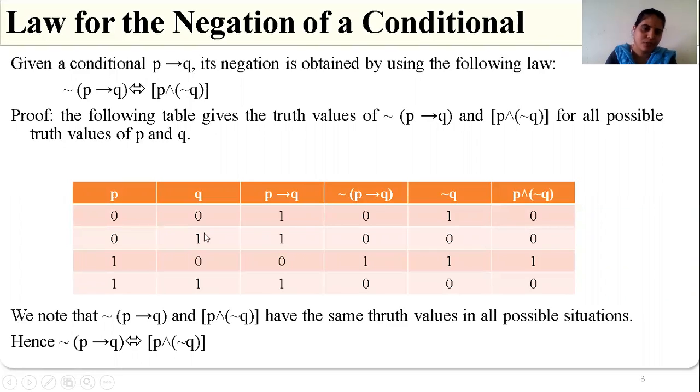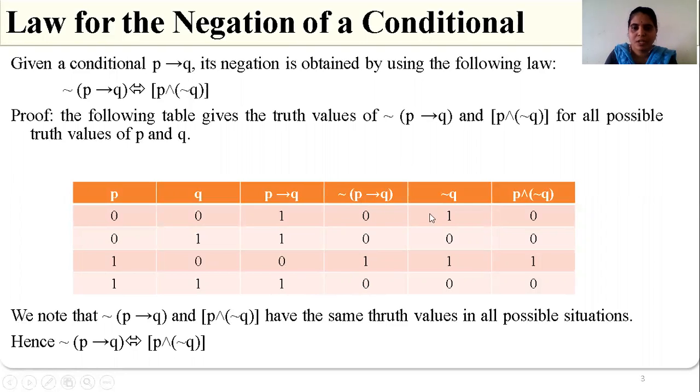Here we can see the truth table. We have two propositions, P and Q, and these are the possible truth values for P and Q. As we know, P implies Q is false only when P is true and Q is false. In the remaining cases, P implies Q is true. So for negation of P implies Q, the first possibility is if P implies Q is true, the negation is false, and similarly for the remaining possibilities.